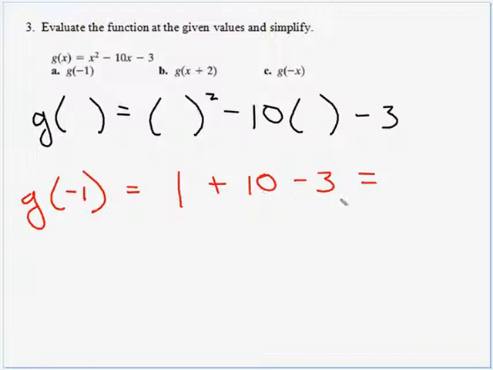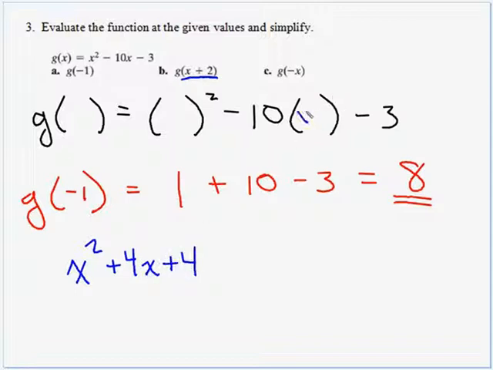1 plus 10 is 11. 11 minus 3 is 8. There's our answer. For the next one, we're plugging in a quantity, x plus 2. So if I plug x plus 2 in here and I FOIL it out, I square it, I'm going to have x squared plus 4x plus 4.